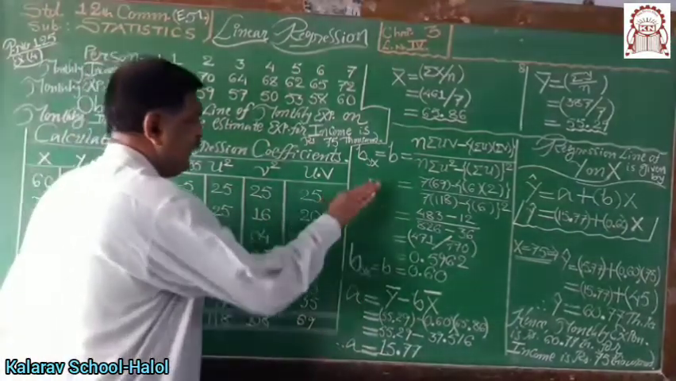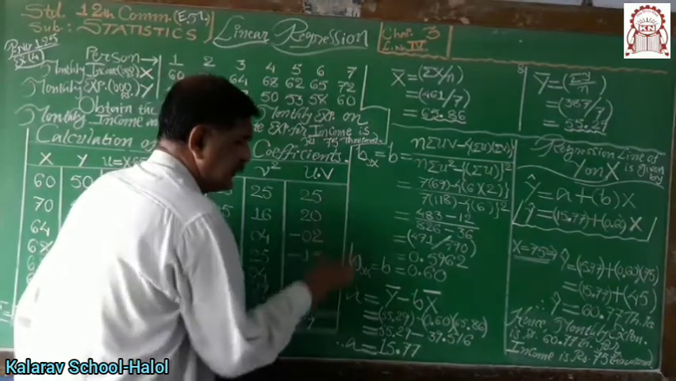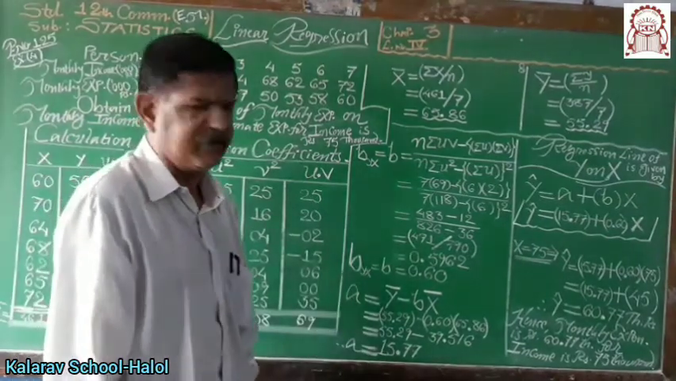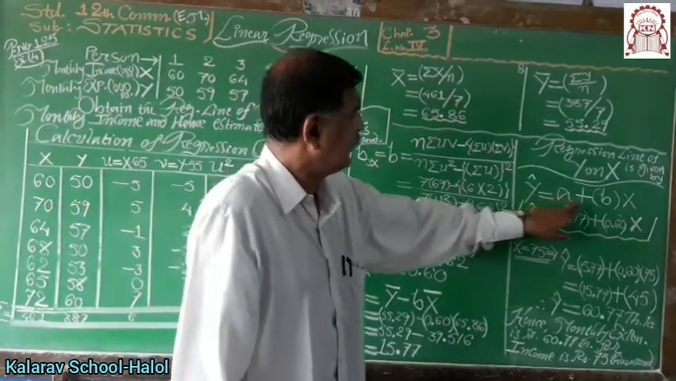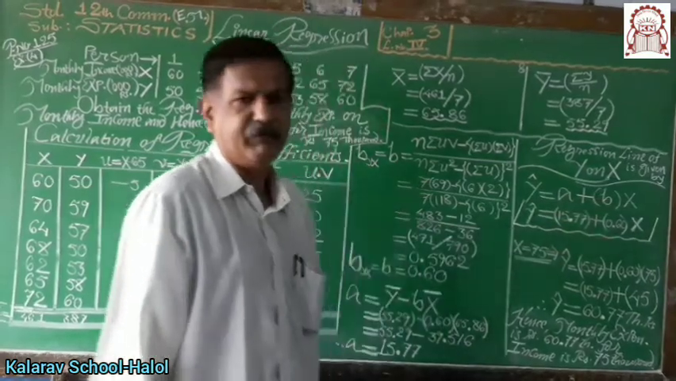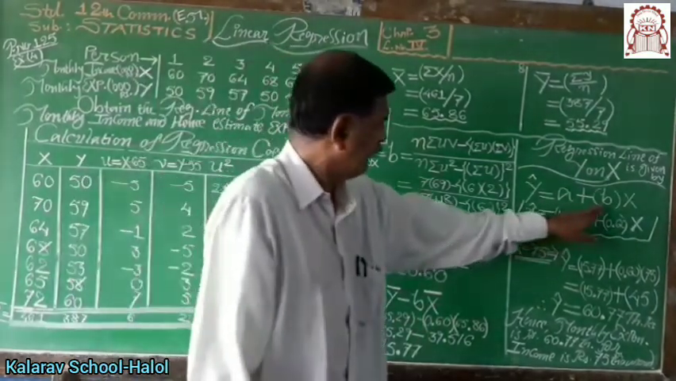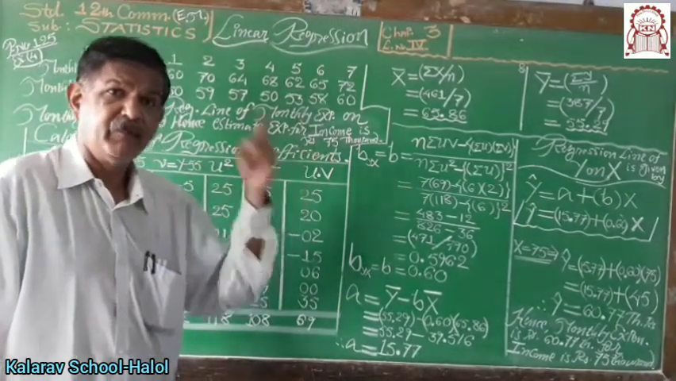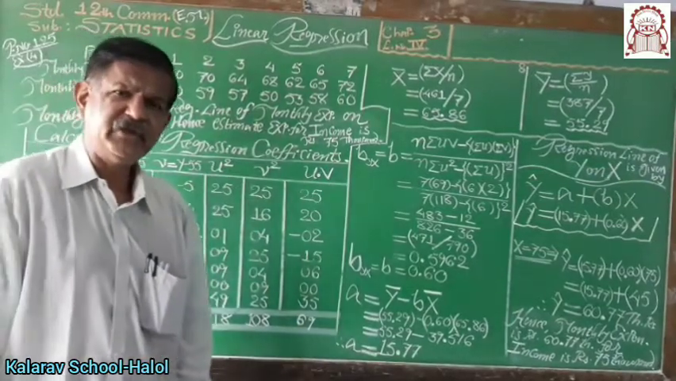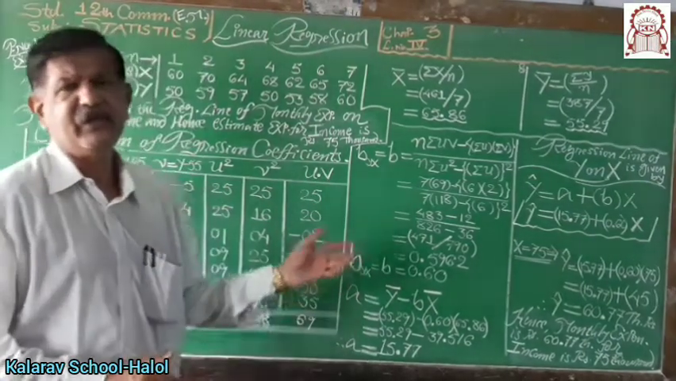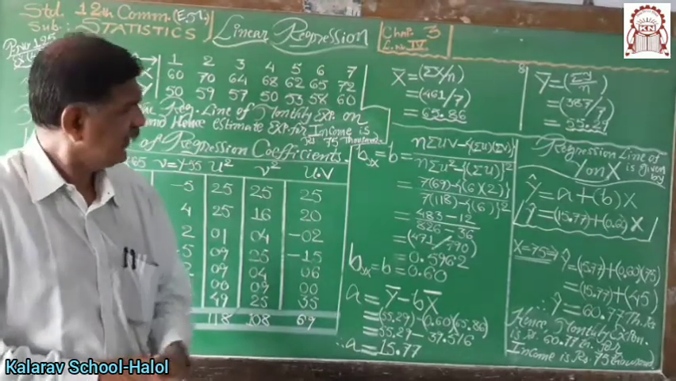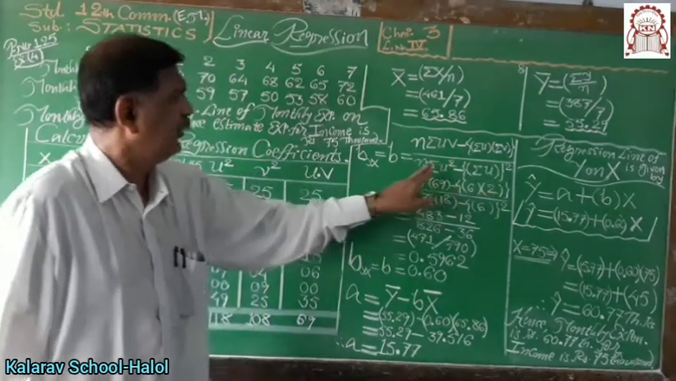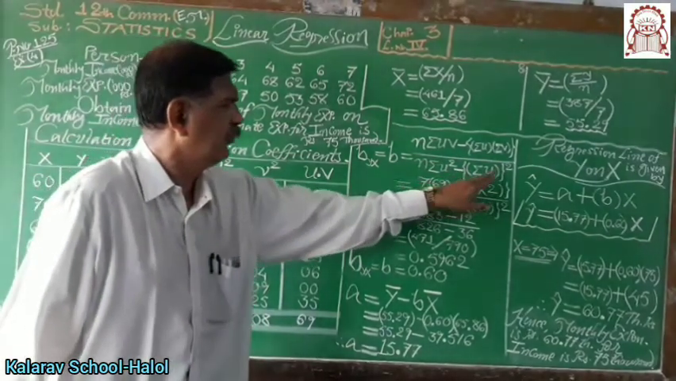Now compute b and a, which are the constants in the regression line. What is the standard form of the regression equation of y on x? Y cap equals a plus bx. Here a and b are constants. Here b means byx, the regression coefficient of y on x. In the first lecture, very initially, we saw the different formulas for computing byx. That is b equals n times sigma uv minus sigma u into sigma v, upon n times sigma u square minus sigma u whole square.